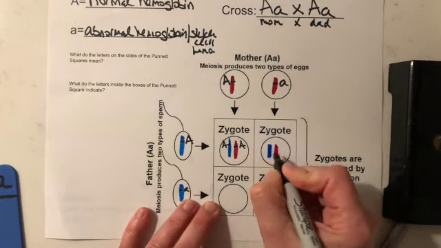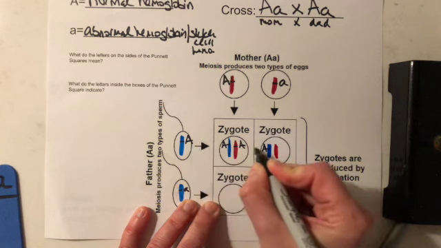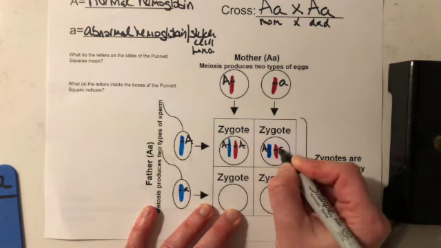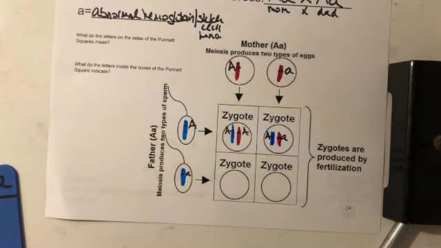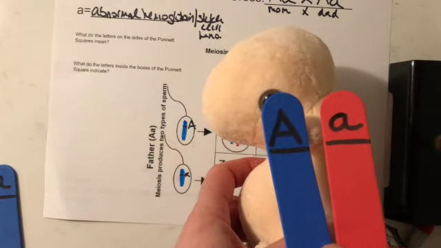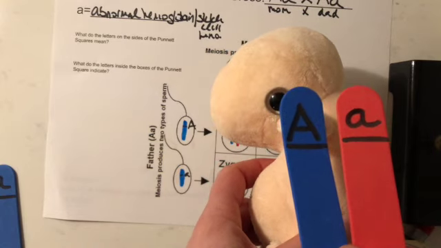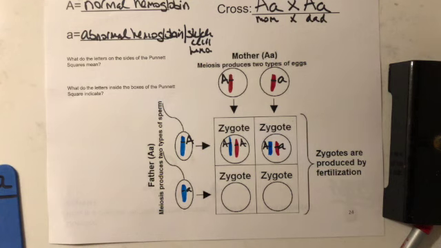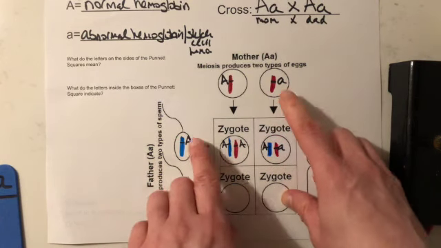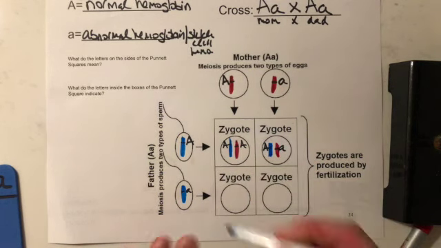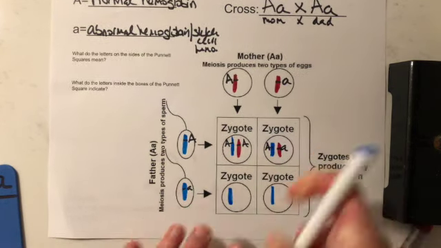Okay, what happens if a big A sperm combines with an egg that has a little a? A big A sperm and a little a. Well, we're going to get a zygote that is big A, little a. She or he is going to be heterozygous. All right, this one here is homozygous. And then you just move these 2 cells into that zygote. All right, let's do the same thing down here. We got a blue and a blue.